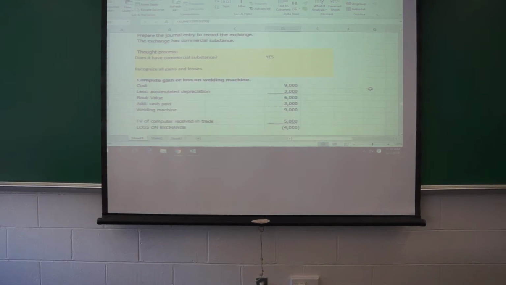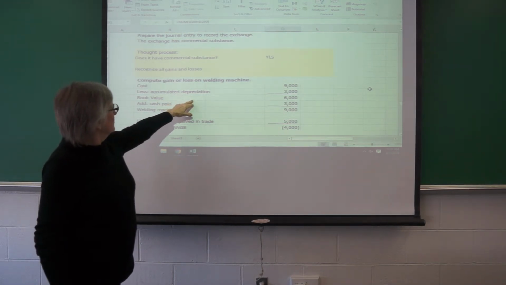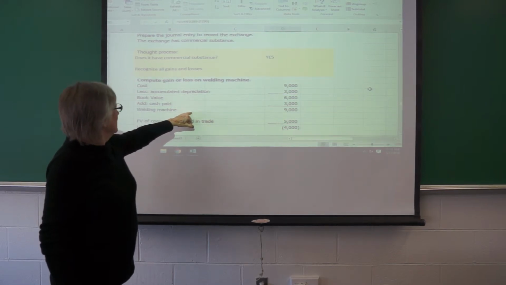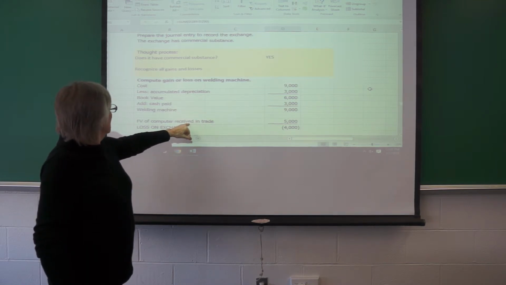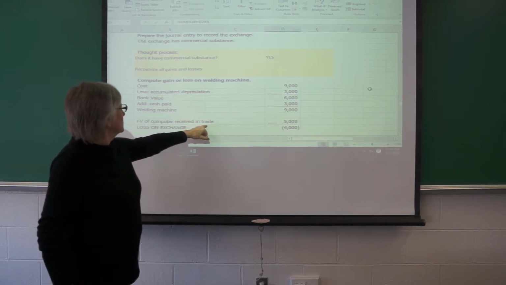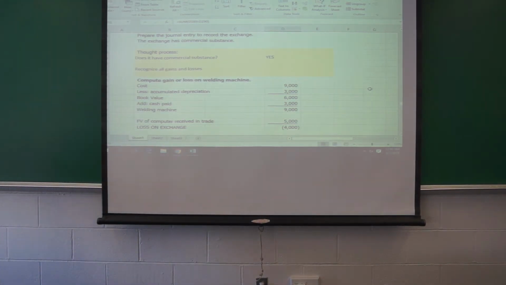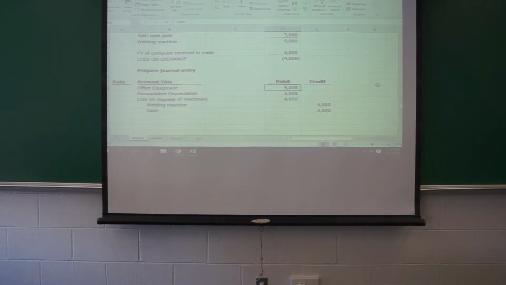We start off by computing the gain or loss. So here's our cost less accumulated depreciation at a book value of $6,000, plus we paid out $3,000. So the welding machine would be at $9,000. The fair value of the equipment received in the trade is only $5,000, so here we have a loss on the exchange. Okay, so how do we do this journal entry? Well, basically the office equipment comes on at the fair value. Here's the accumulated depreciation. Here's the old machine going off. Here's the cash, and there is our loss.